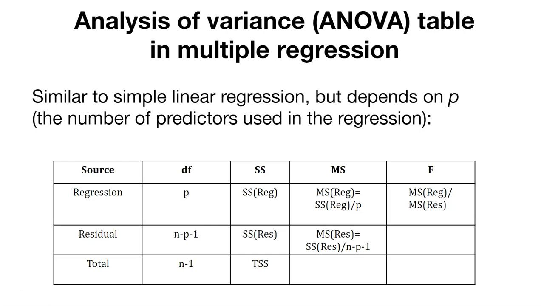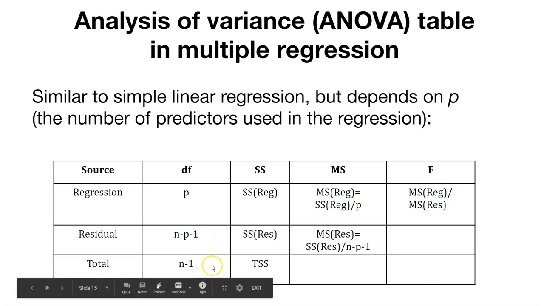The biggest difference compared to simple linear regression is just in the number of degrees of freedom used in the model. For the regression, we have degrees of freedom equal to p, where p is the number of predictors used in the regression equation. Our residual degrees of freedom is n minus p minus 1, and our total degrees of freedom is n minus 1. We can calculate the sums of squares for regression, residuals, and the totals.